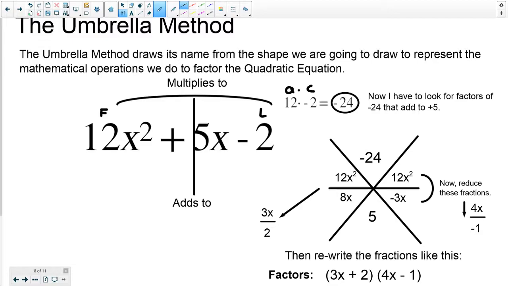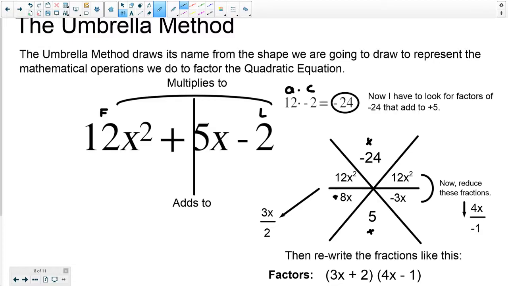You write a times c up here. You're looking for the factors of negative 24 that add to be positive 5. With that in mind, I know one of them has to be positive 8x, and one of them has to be negative because the end result is negative. It's a logical game kind of deal. So I'm going to insert the 12x squared up here and 12x squared here and split 8x and negative 3x as my two factors. What's really cool is x and x squared, one of those will always cancel.